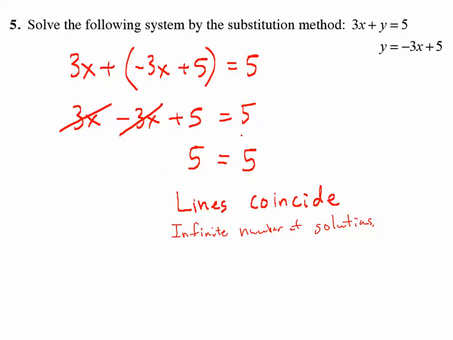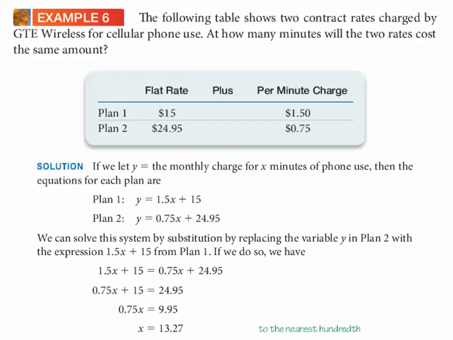Okay, one final problem here, except we have to look at example number 6 first, real quickly. We're talking about phone plans and being charged for phone plans. Now this really dates the textbook, because I don't think, unless you're calling internationally, that they get charged per minute at this point. But the following table shows 2 contract rates charged by GTE Wireless for cell phone usage.